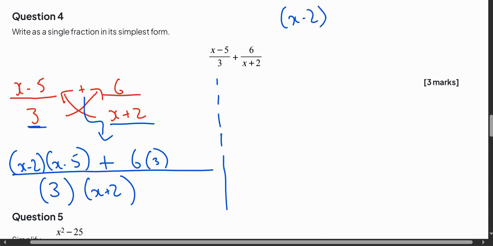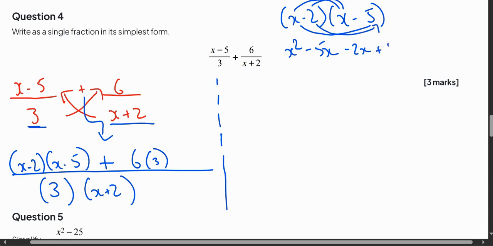How do we solve this multiplication? Look, first you multiply x with x, you get x square. Then you multiply x with minus 5, you get minus 5x. Then you multiply minus 2 with x, it becomes minus 2x. And then you multiply minus 2 with minus 5, it becomes plus 10. So it becomes x square minus 5x minus 2x is minus 7x plus 10.